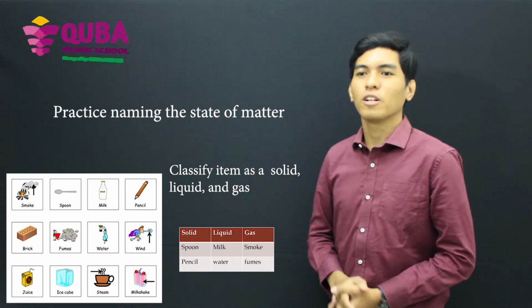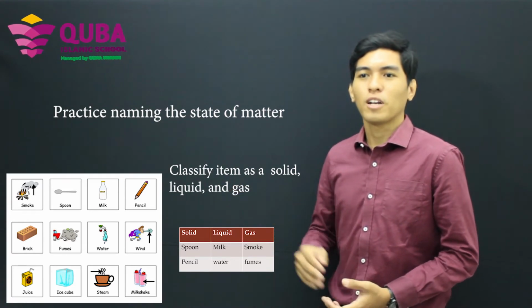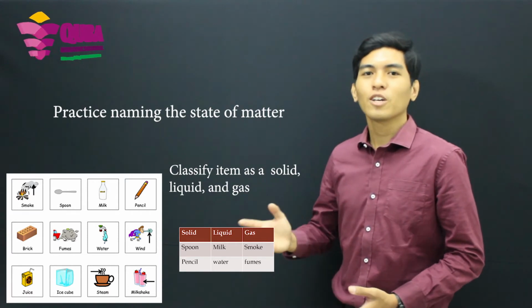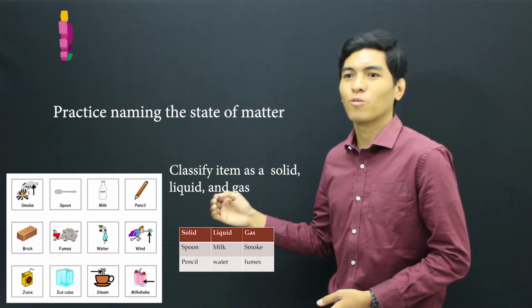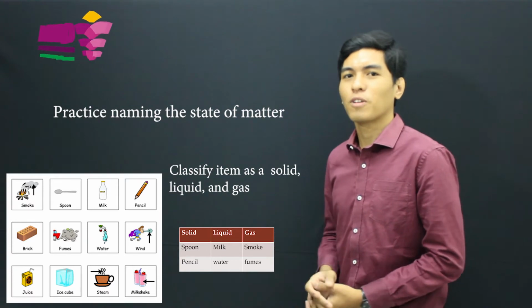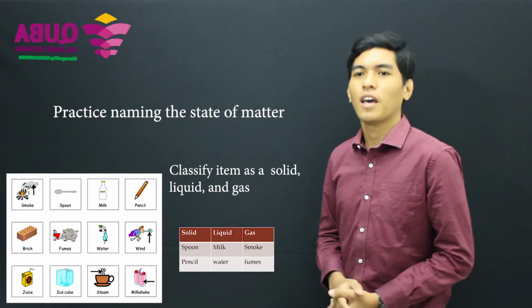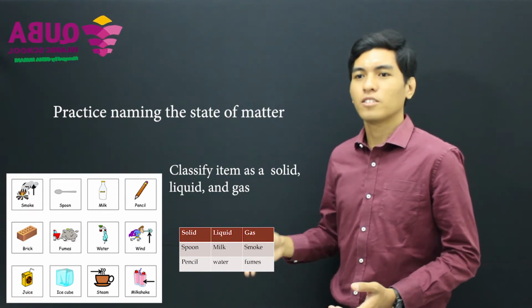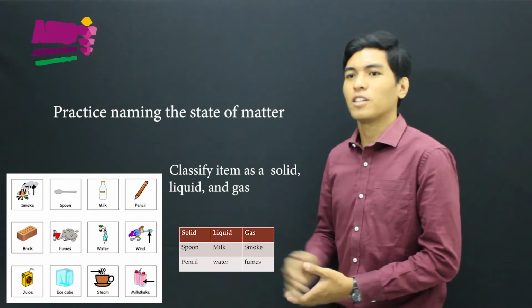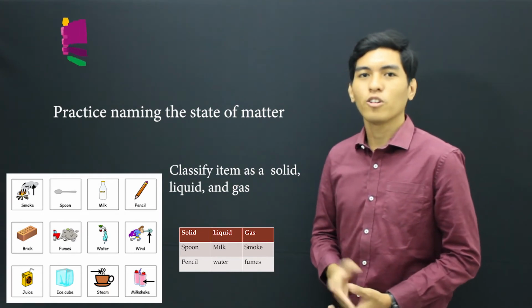So in this table, solids are, for example, spoon and pencil. Liquids are, for example, milk and water. And gases are, for example, smoke and fuse. And you can answer the two tables in this picture by yourself.